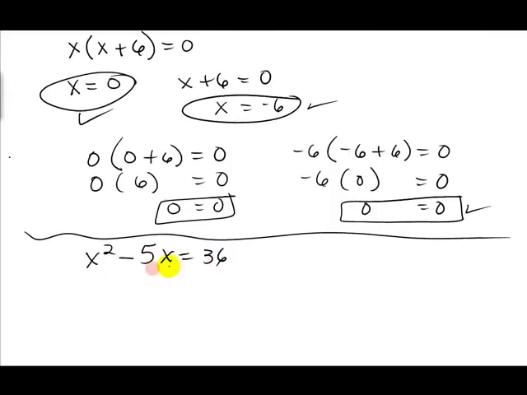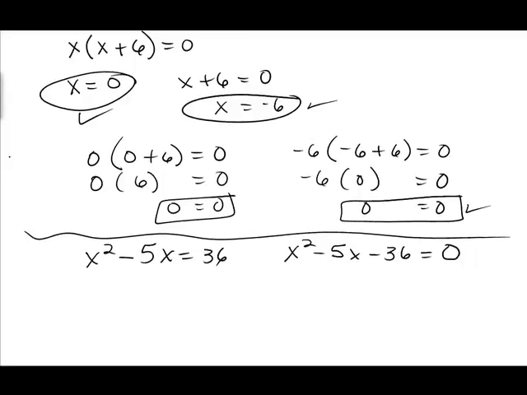In this next problem, it's not equal to 0. So the first thing I need to do is rearrange it so that it is. So I have x squared minus 5x minus 36 equals 0. Something you want to remember here when you're working with equations is if you change sides, like we just went from the right of the equal sign to the left of the equal sign, change signs.